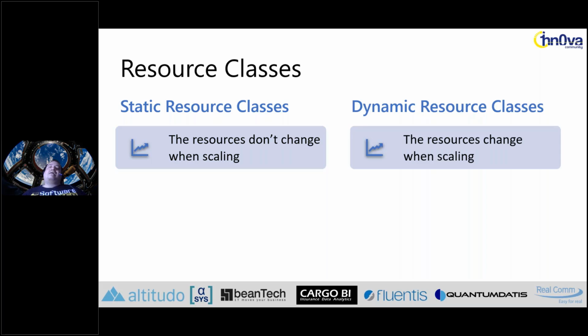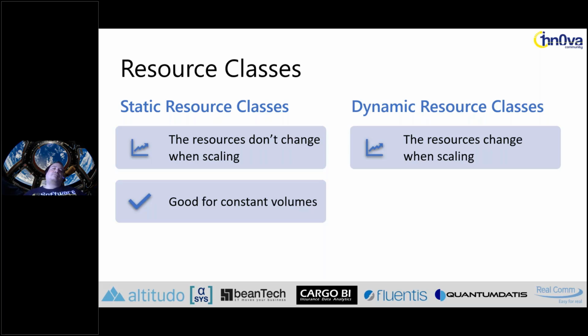With dynamic resource classes, the resources change when scaling. When we scale the SQL pool, the resources change, and it will use more resources. So the static resource classes are good when you know a constant volume of data that you will be processing. If the volume of data is constant, you know the resources that will be used, and you can fit it in a static resource class.